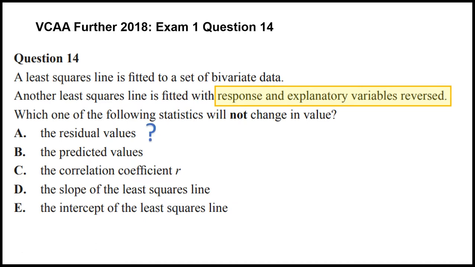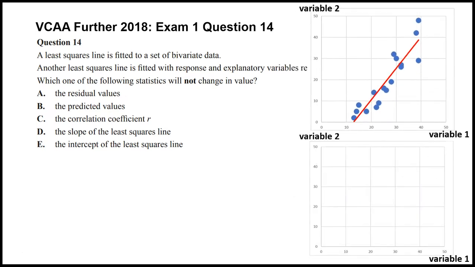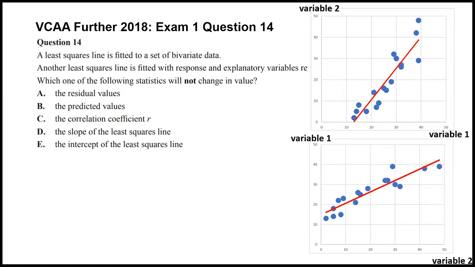Would it be the residual values, the predicted values, the correlation coefficient, the slope, or the intercept? Well, I think it's useful to visualize a diagram. Imagine we have two variables, let's call them variable 1 on the x-axis and variable 2 on the y-axis. And what if now we were to switch them? Well, obviously the graph would change. So what does that tell us about these 5 statistics we have listed here?